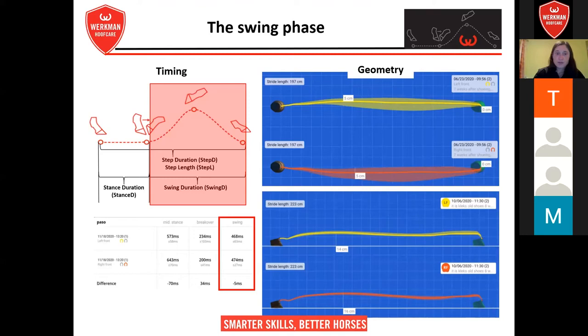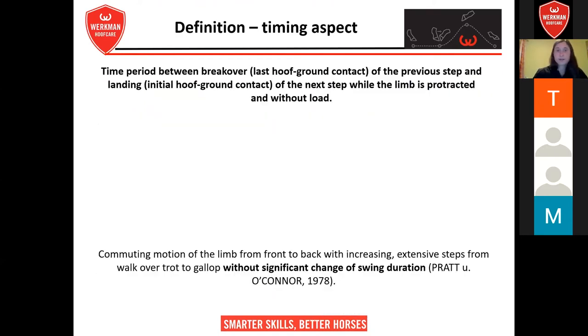So the timing is recorded by Black, and it is visible in the timing table. Timing itself is defined as the period between last hoof ground contact, so before the hoof leaves the ground, and then the initial contact of the hoof in the next step. So this is actually the time of swing phase, the time where the limb is more or less swinging around the shoulder. So it's protracted and retracted, and it needs some time to do it.